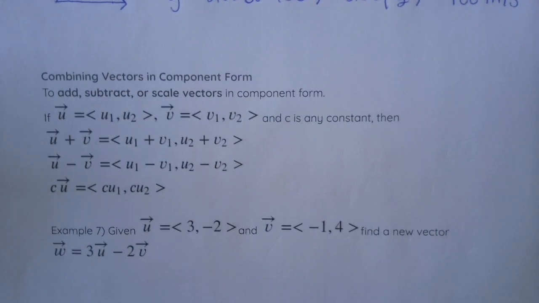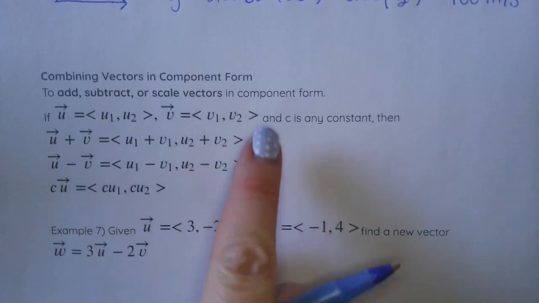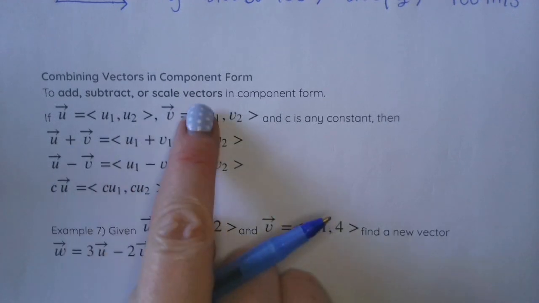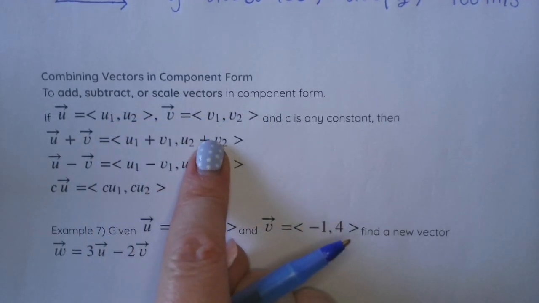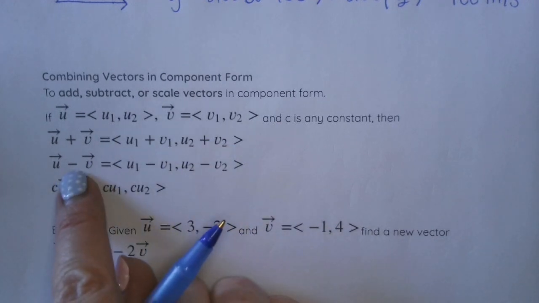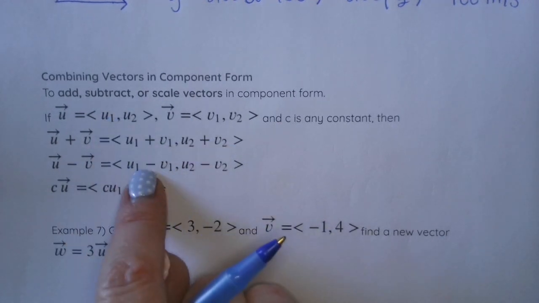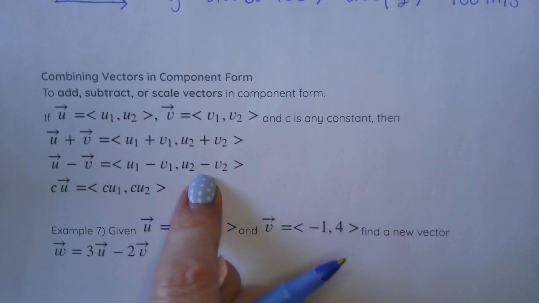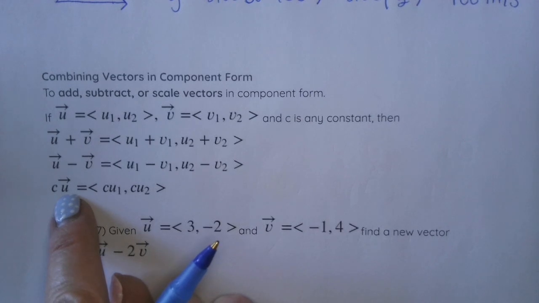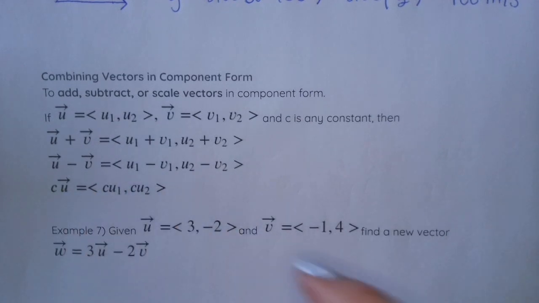We can combine vectors in component form, just as you would expect to be able to do. If we're in component form and I've got two different vectors, I can add them together, adding together the x components and adding together the y components. Similarly, I can subtract the two vectors by subtracting the x components and subtracting the y components, or multiply by any constant by multiplying each component by that constant.